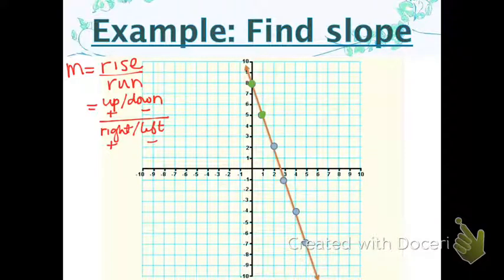First by moving down 1, 2, 3 spaces. Down 3 is a rise of -3, and then you're going to move left or right horizontally. In this case it would be right 1, right being positive. So in this question our slope ends up being -3.